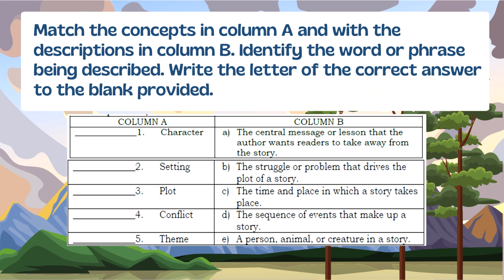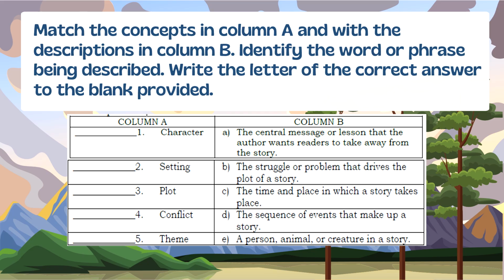Okay, now let's check. Number 1, character. What is a character? A character is any person, animal, or creature in a story. That's the letter E. Number 2, setting. The setting is the place and time. It tells where and when the story happens. That's the letter C.